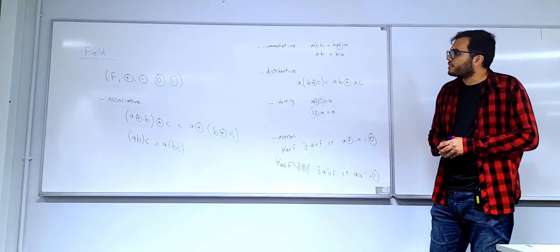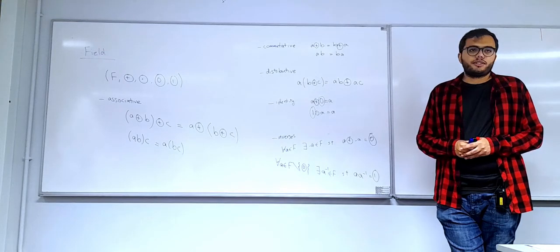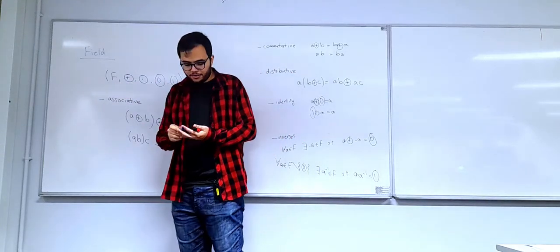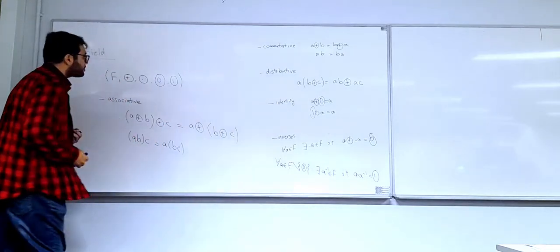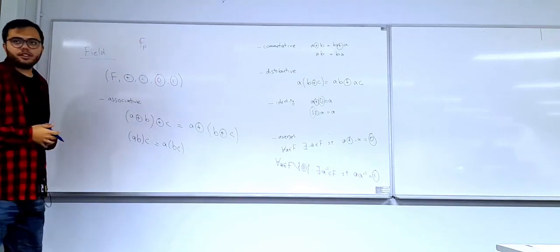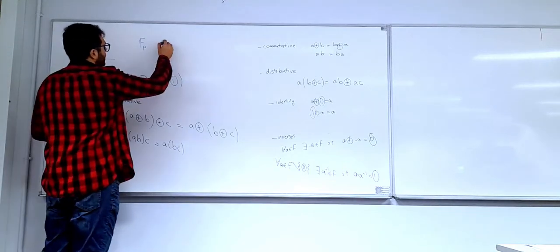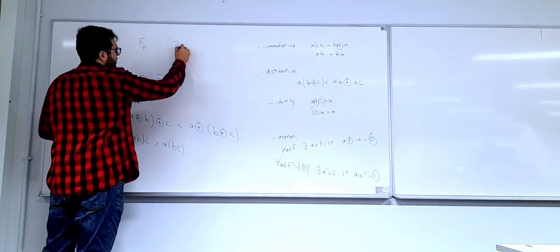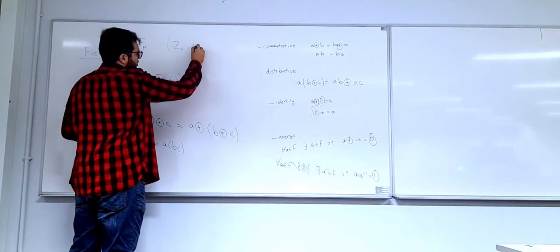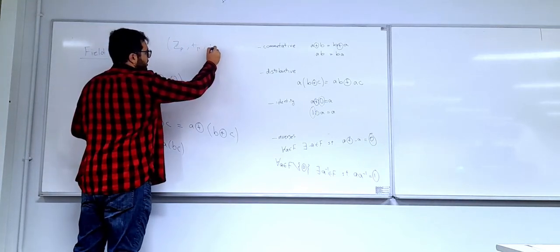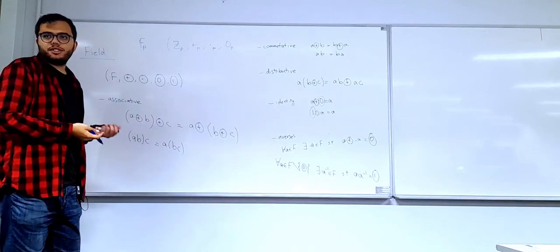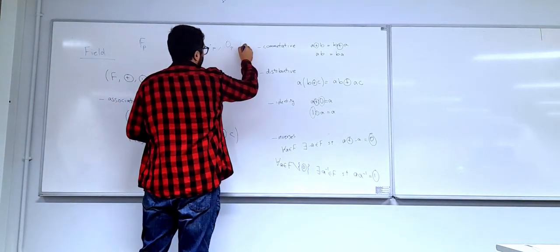Okay? But we are normally interested in finite fields. And finite fields are just fields where this set F is finite. And especially for any prime number P, I can have what we call FP, which is a field of size P. And it's basically that I'm taking all the integers modulo P. And then my addition is just addition modulo P. My multiplication is just multiplication modulo P. My zero is just zero modulo P, which is all the numbers that are divisible by P. And my one is just one modulo P.